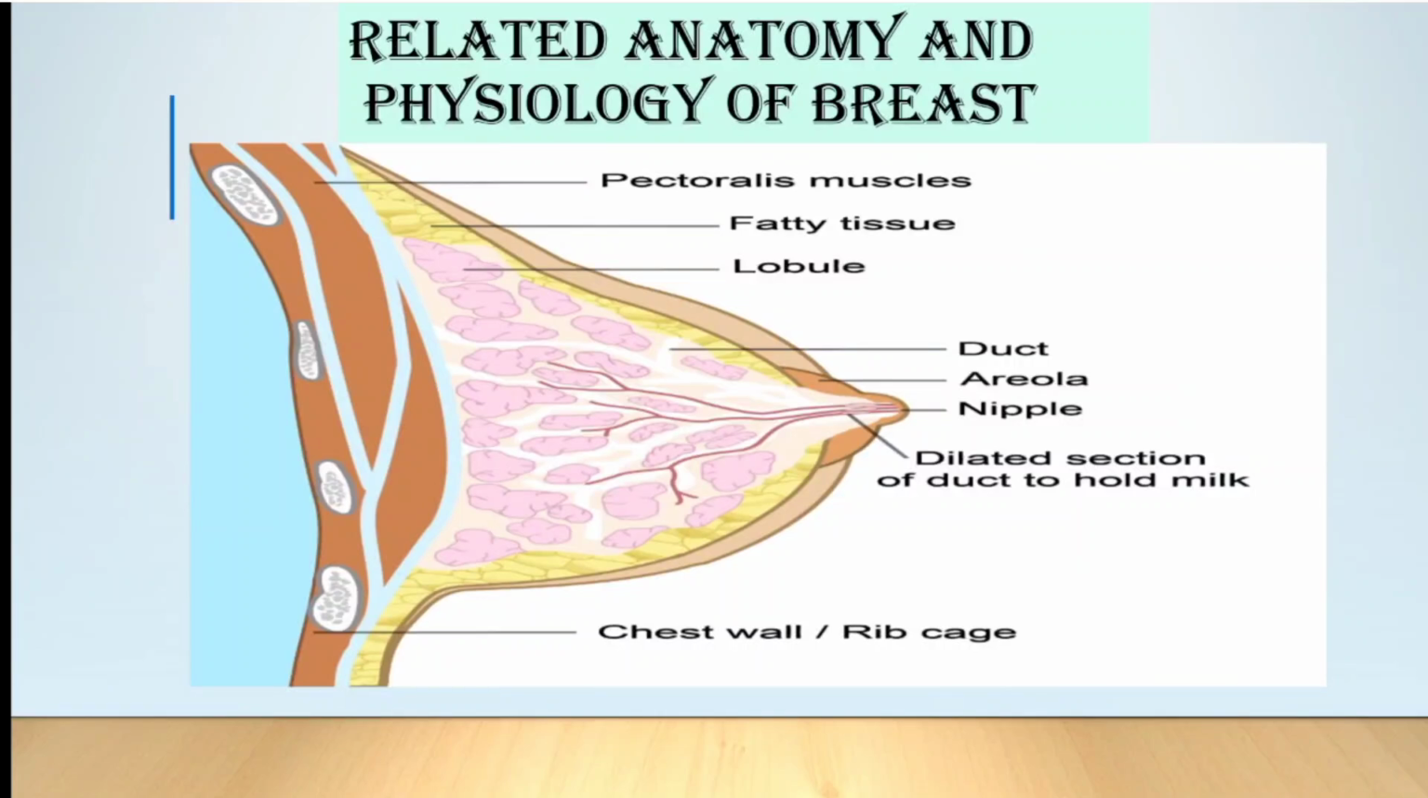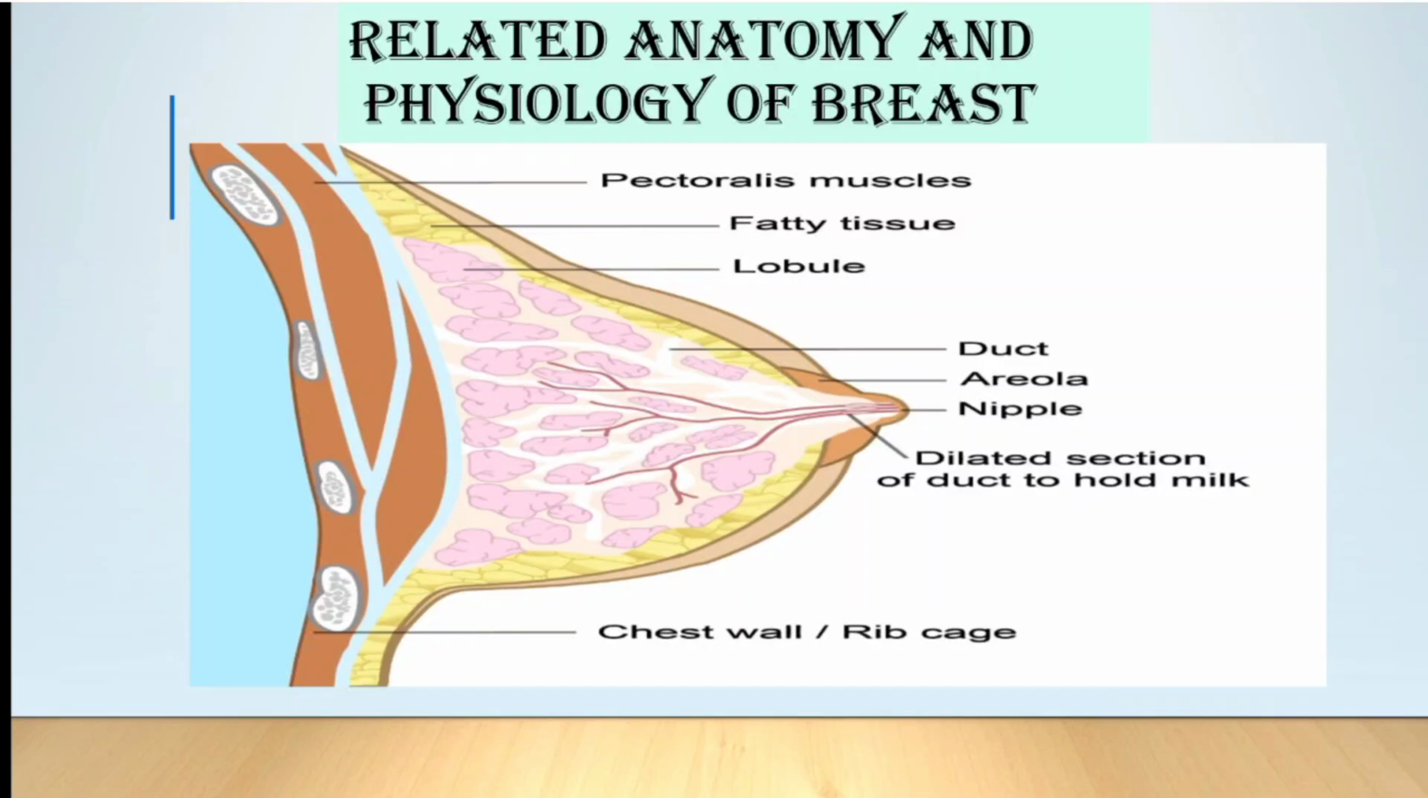At first, let me give a brief introduction about the related anatomy and physiology of the breast. You all know that everyone has breast. It's not that only women have breast or breast cancer. Both male and female have breast, right? It is composed of glandular tissue, connective tissue, and adipose tissue, that is fatty tissue. In males, the breast becomes underdeveloped, or you can say it is a rudimentary organ.